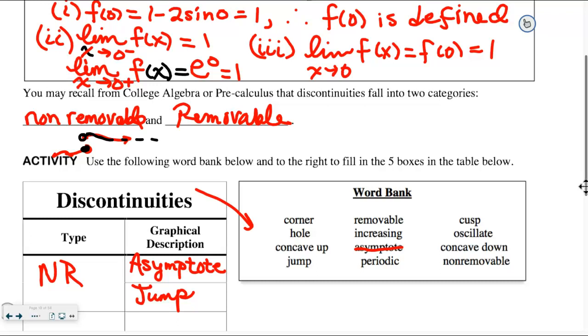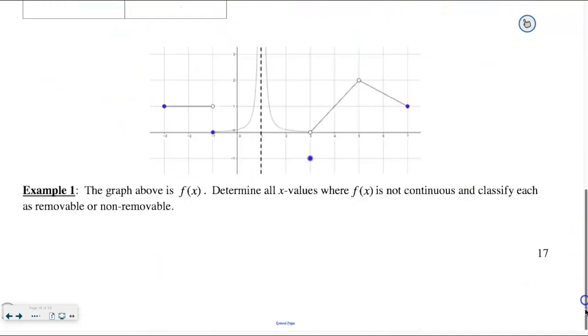So when we go down here and talk about this graph right here, it says determine all x values where f of x is not continuous. So first of all, I'm just going to travel the graph. Anywhere I have to lift my pencil, I'm going to write it down. So I'm heading out to lift my pencil. So I'm going to say at x equals -1. Then I'm going to travel. I'm in an asymptote. I have to lift my pencil.